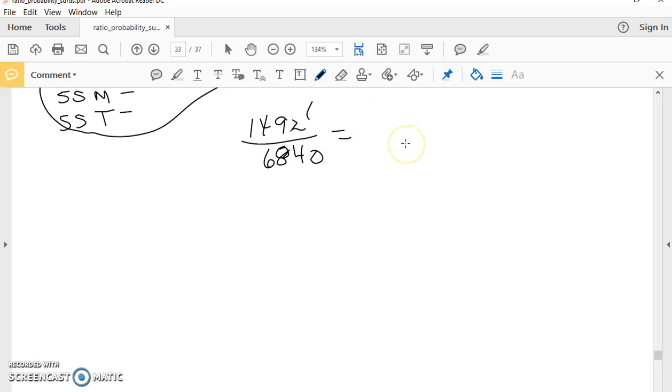So 1492 over 6840. Again, we want to simplify, and I'm going to cheat and use my calculator. And we get an answer of 373 over 1710. And that is our probability.